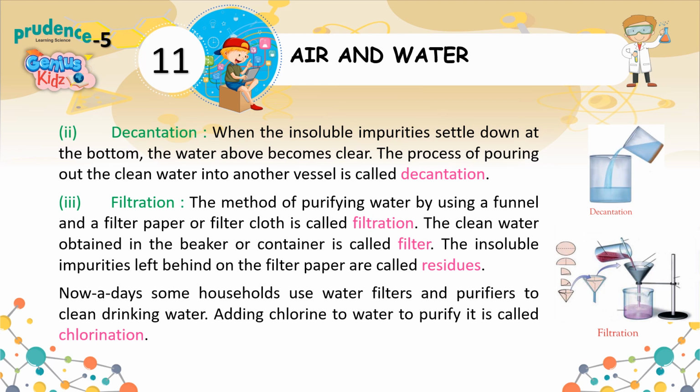3. Filtration. The method of purifying water by using a funnel and a filter paper or filter cloth is called filtration. The clean water obtained in the beaker or container is called filtrate. The insoluble impurities left behind on the filter paper are called residues. Nowadays, some households use water filters and purifiers to clean drinking water. Adding chlorine to water to purify it is called chlorination.